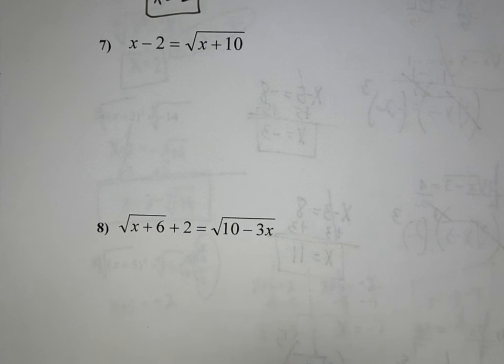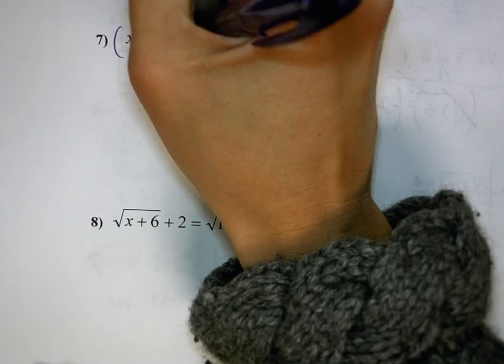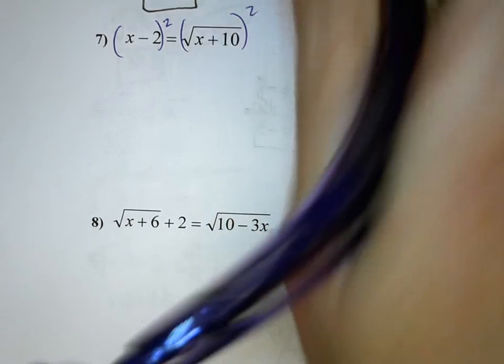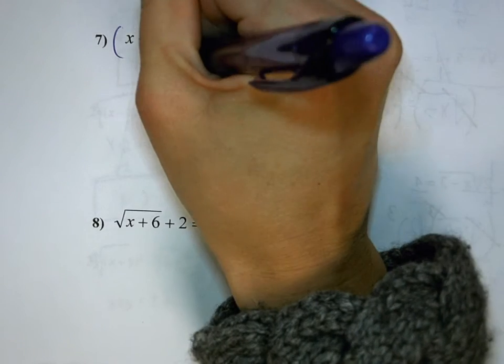Again, I'm going to have you guys think here. What do you think our first step is going to be on number 7? Mandel, what do you think our first step is? Yes, very good. Square both sides. The root's by itself, there's nothing else I can do, so I have to square both sides. Okay, when I square a square root, it just becomes what's inside, which is x plus 10.